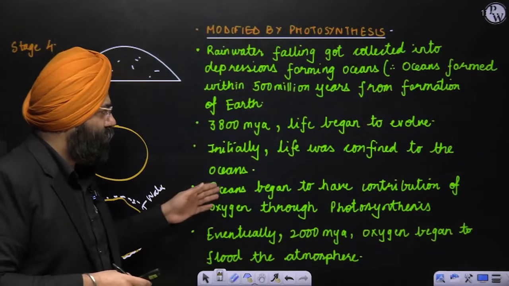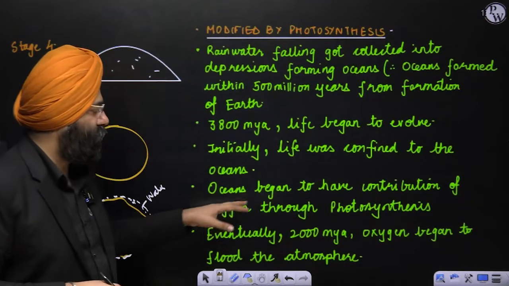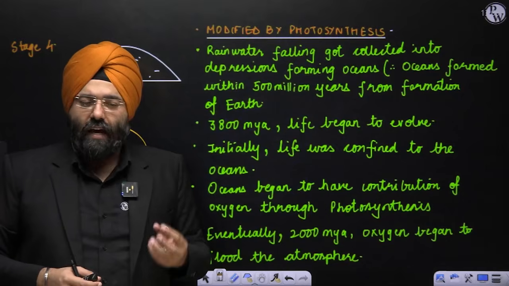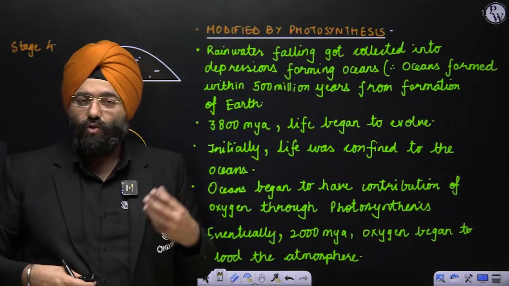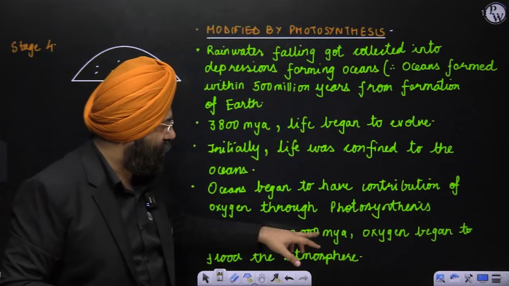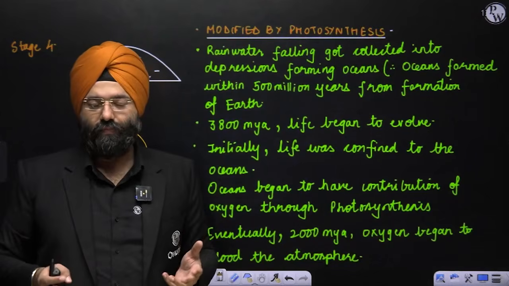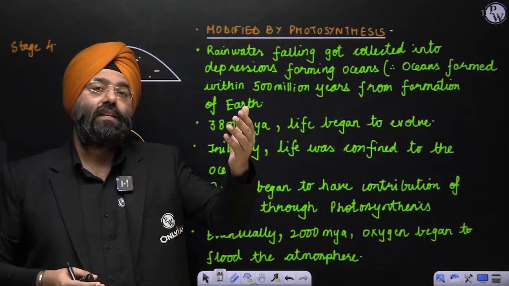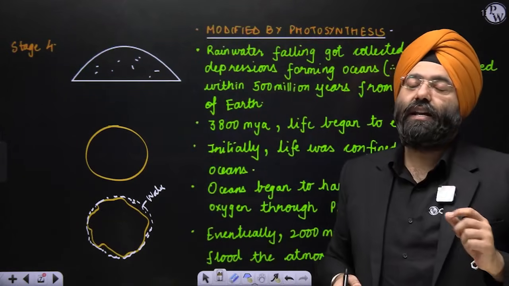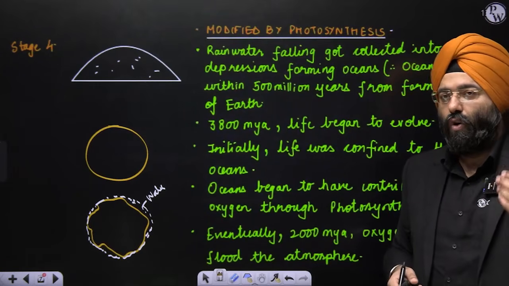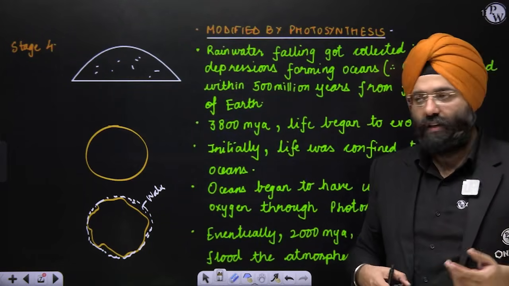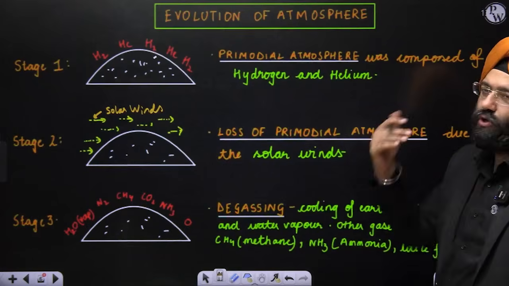Now what happened is, the ocean began to have a contribution of oxygen through photosynthesis. Those plant-based life forms started photosynthesis, and then oxygen became a component of the ocean. So the ocean became oxygen rich, and slowly oxygen started releasing also. Eventually, 200 million years ago, oxygen began to flood the atmosphere. That basically became a part of the atmosphere, which led to the modification of the atmosphere, where oxygen became a very important ingredient which also started supporting life. Clear? So this is the process through which the evolution of the atmosphere took place.